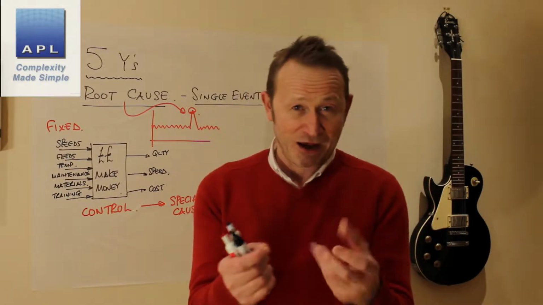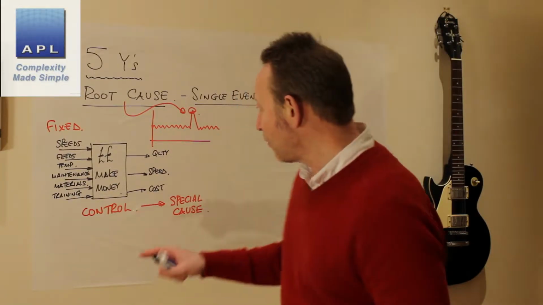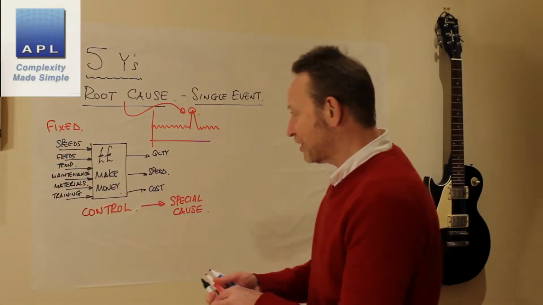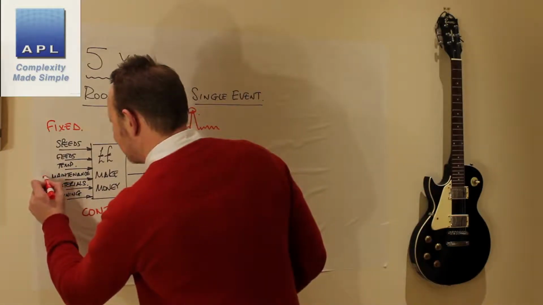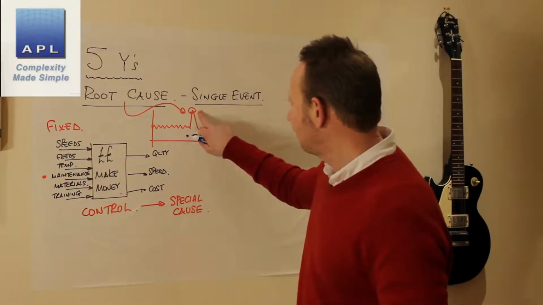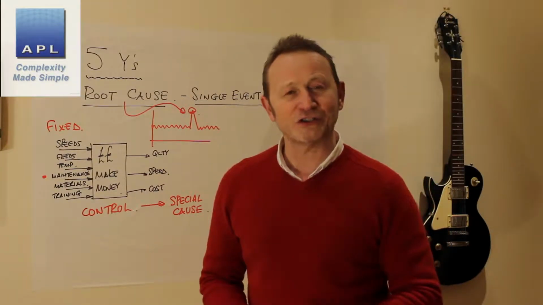And because they have a process under control, then 5Y's is the appropriate thing, because what this is about is one of these things has gone wrong. So in this case, we're saying just maintenance has gone wrong. It causes a special event. We can use 5Y's, no problem.